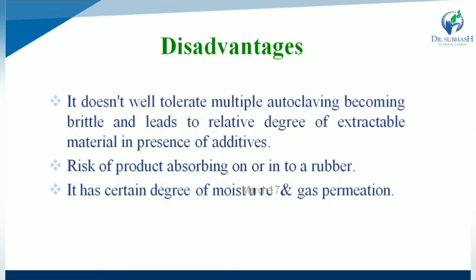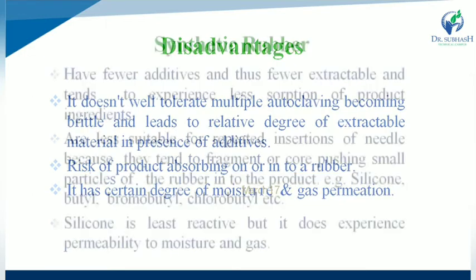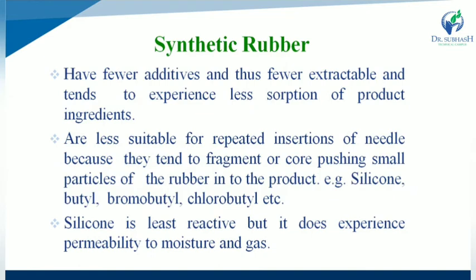What are the disadvantages of rubber? It doesn't tolerate multiple autoclaving well, becoming brittle, and it leads to a relative degree of extractable material in the presence of additives. There is a risk of the product being absorbed on or into the rubber, and it has a certain degree of moisture and gas permeation. Second, what about synthetic rubber?